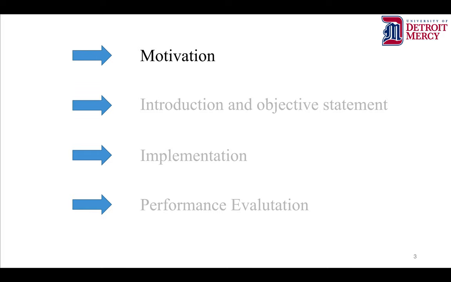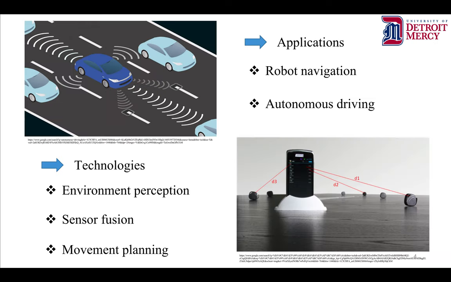So let's look at the first part, motivation. There are many applications. The two most relevant applications for my project are robot navigation and autonomous driving. For robot navigation, you can have an algorithm to move the robot around the space that you have defined. And autonomous driving lets the car drive by itself, which means driverless.